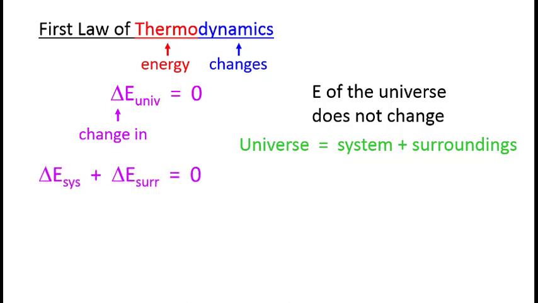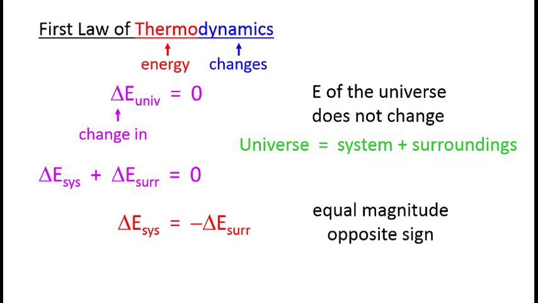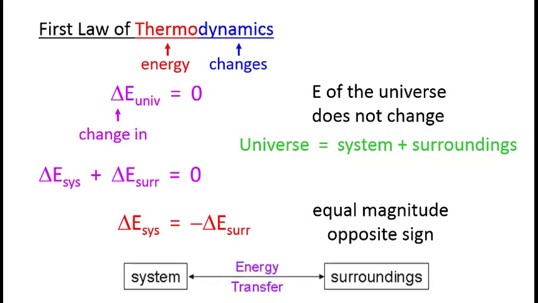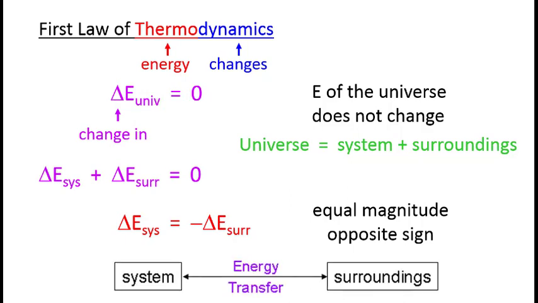So we rewrite the first law as delta E of the system plus delta E of the surroundings equals 0. Rearranging, we find that delta E of the system equals negative delta E of the surroundings. This does not mean that delta E of the surroundings is always negative. No. Rather, it means that the two quantities are of equal magnitude but opposite sign. Which makes sense. Energy transfer is directional. If one loses energy, the other must gain it. The bottom line is the energy is transferring between a system and its surroundings, and it could go either way.